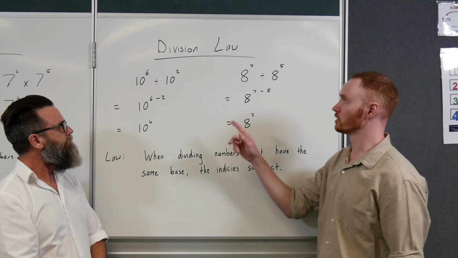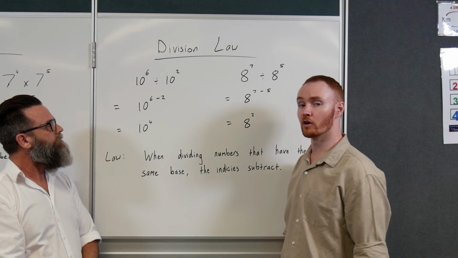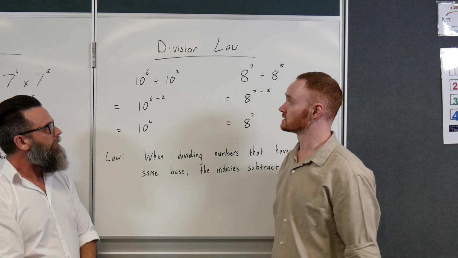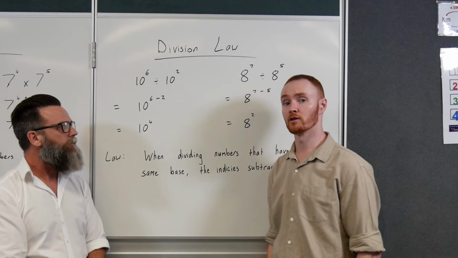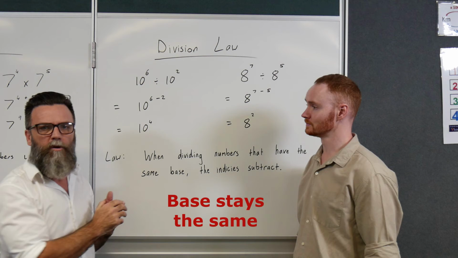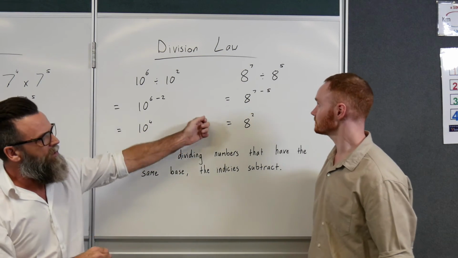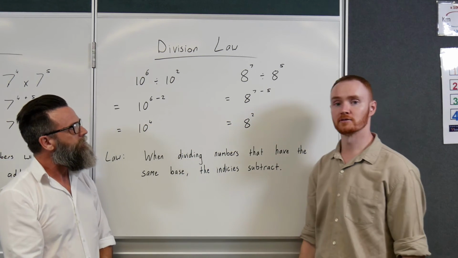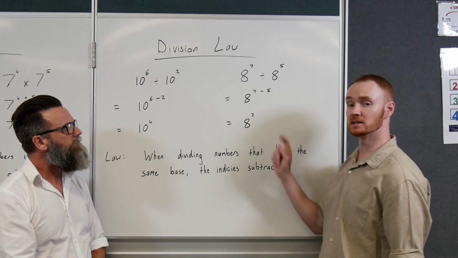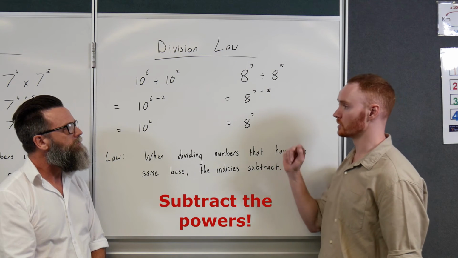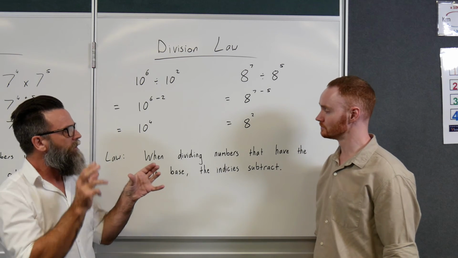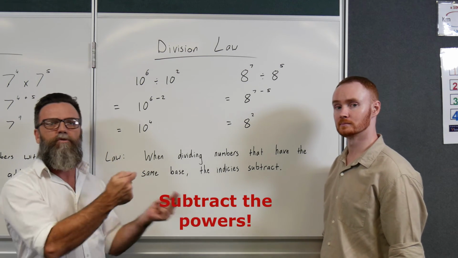Exactly. In that first example, I've got 10 to the power of 6 divided by 10 to the power of 2. I show my working by subtracting the index. 6 take 2, giving me a solution of 10 to the power of 4. You'll notice that the base does not change. We just do a little bit of work with the indices. Could you talk us through the second example? We've got 8 to the power of 7 divided by 8 to the power of 5. Once again, looking at the indices, 7 take away 5, giving me the answer of 8 to the power of 2. So when dividing any numbers that have got the same base, we simply have to subtract the indices.